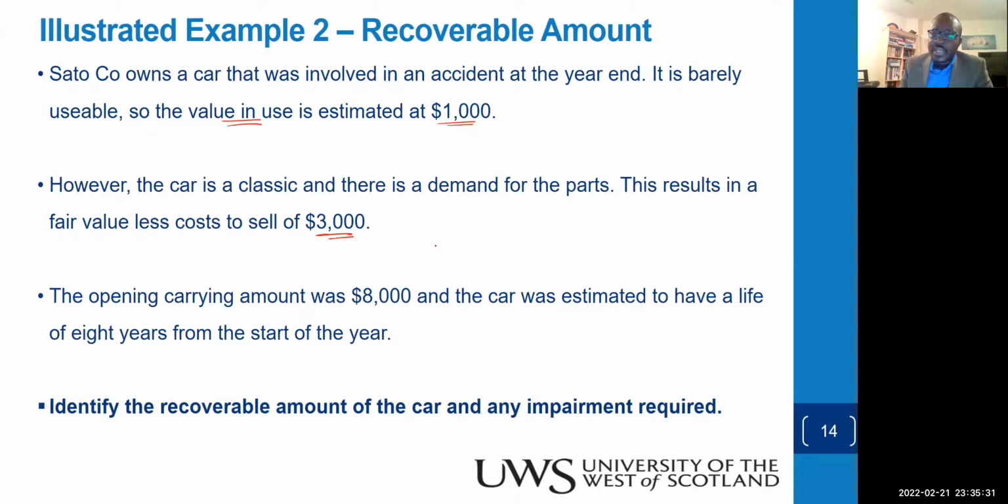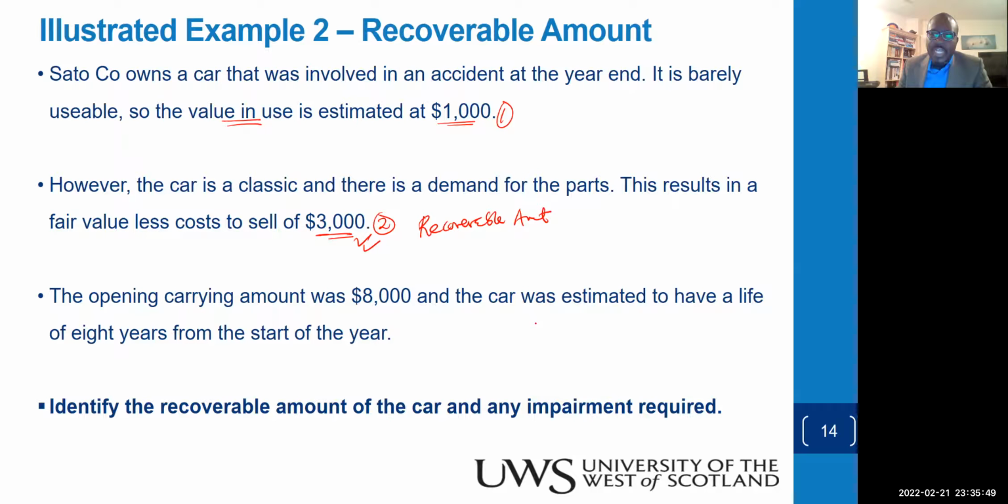So ideally, our recoverable amount will be what? The higher of this and this. Easy. We pick that one, right? So surely we are going to be picking the 3,000 as our recoverable amount.